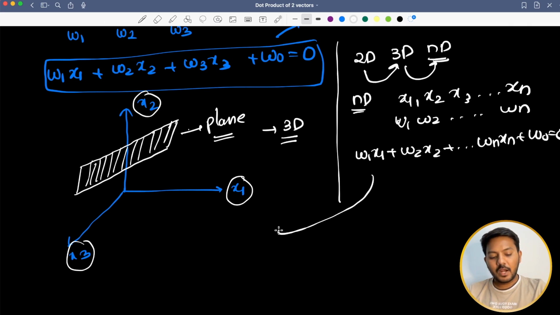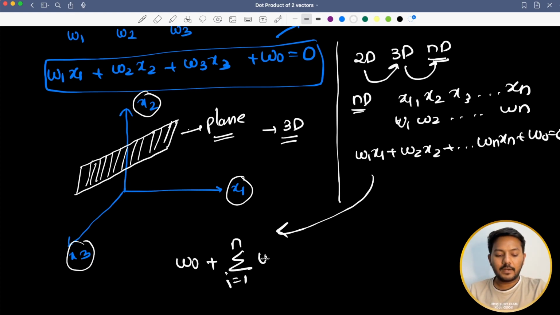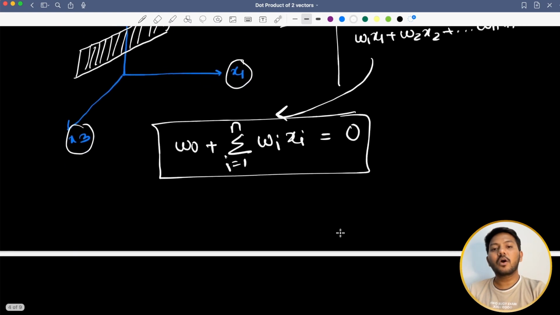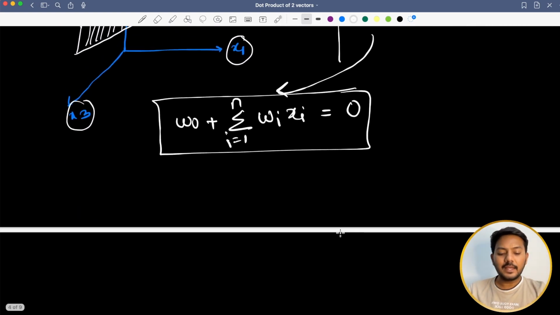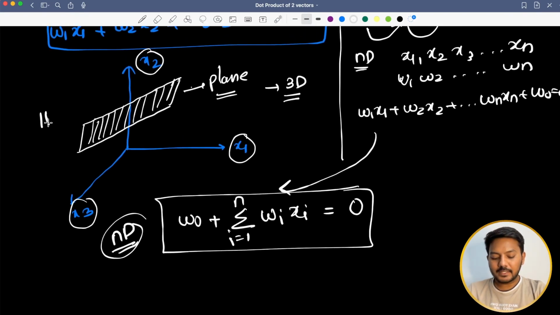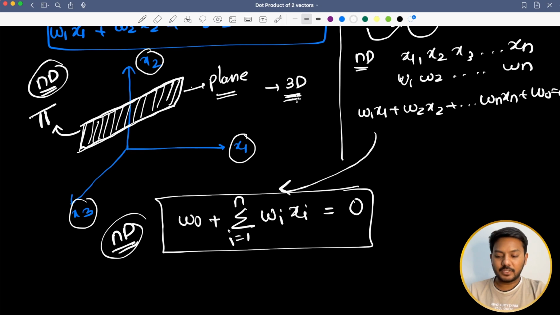Is that clear? Now if I generalize this, I can write it as w naught plus sigma i equal to 1 to n wi xi equal to 0. So this is my equation of a plane in n dimensional data. And usually we represent planes as pi as we go to n dimensions. So this is a plane pi which is of 3-dimensional data.